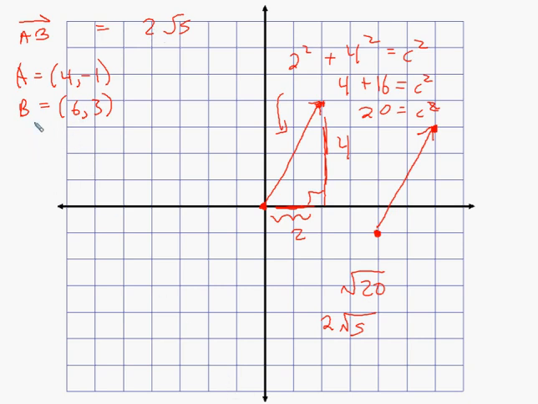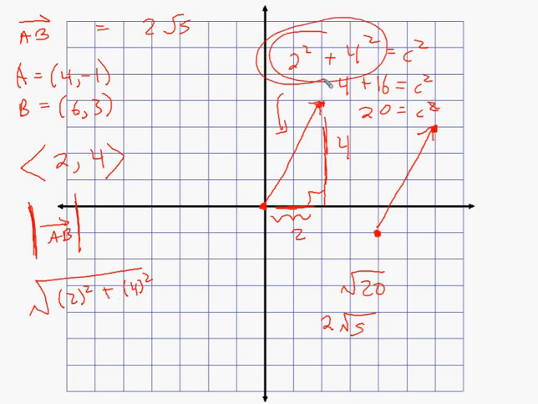Now, here's how we could do this. First we get our vector. To get our vector, I do b minus a, right? So 6 minus 4 is 2, and 3 minus negative 1 is 4. So there's my vector. The magnitude, which is going to be represented like this, the magnitude of vector AB is going to be the square root of the x component squared plus the y component squared, which you can see is right here, and then we square rooted it, which is the square root of 20, which is 2 root 5.